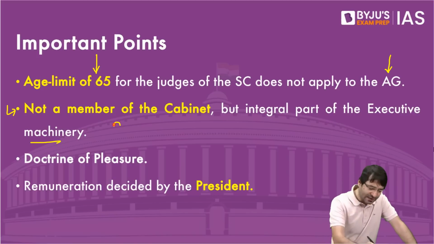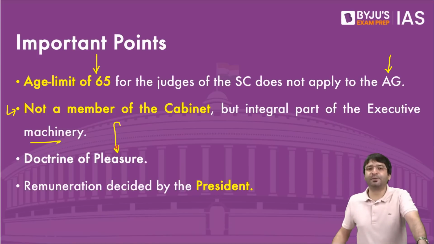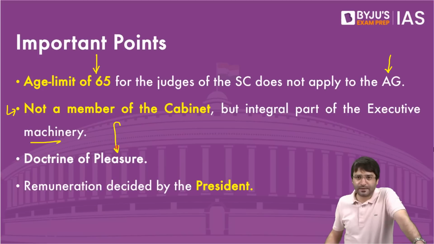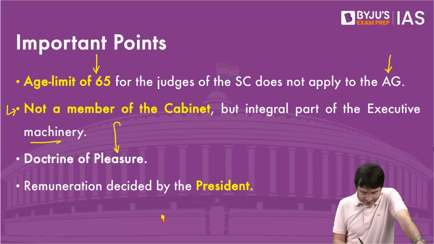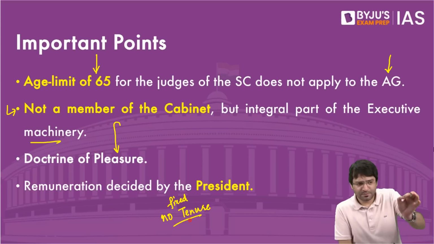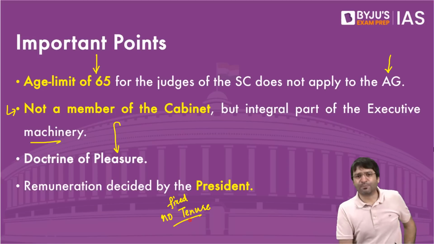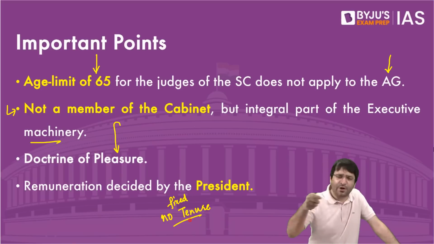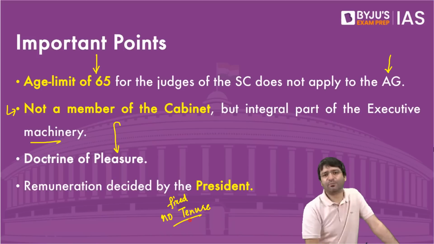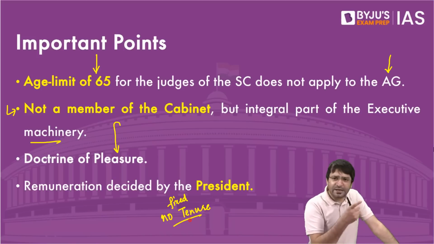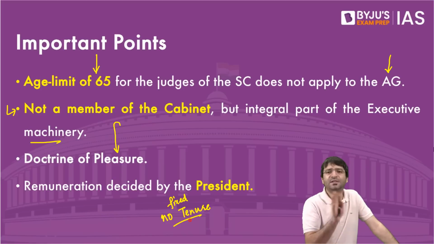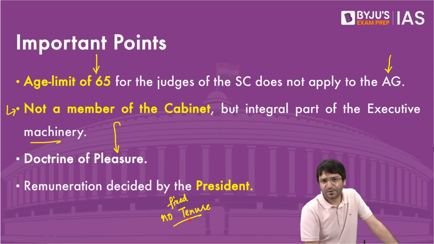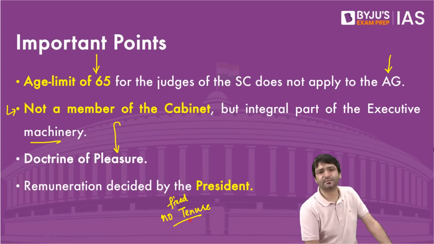And we say the Attorney General holds office during the pleasure of the President. That means appointed by the President, but no fixed tenure. Mr. Mukul Rohatgi was appointed as the Attorney General by the President of India on the advice of the Prime Minister. That means only on the advice of the Prime Minister, the Attorney General can be appointed. But for how many days, how many months, how many years, this tenure is not mentioned in the Constitution. Tenure is decided by the President on the advice of the Prime Minister.